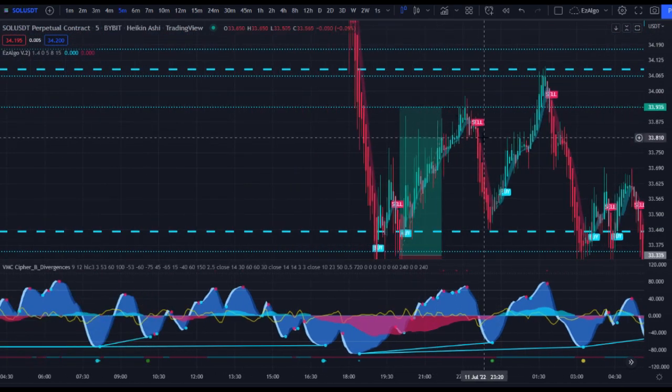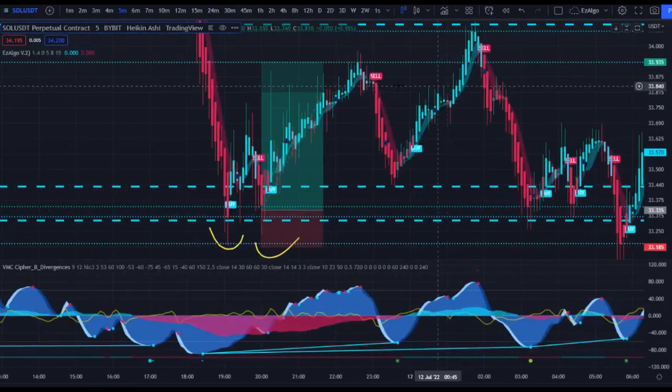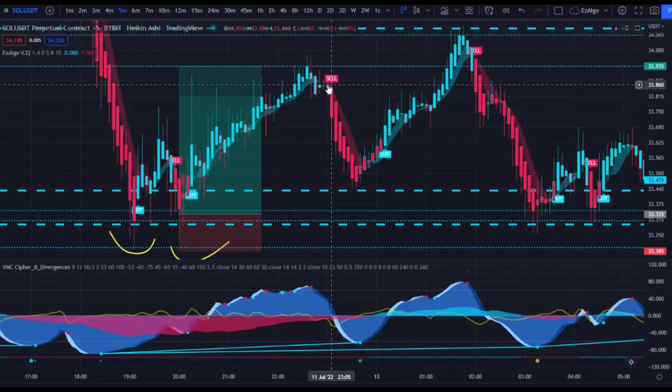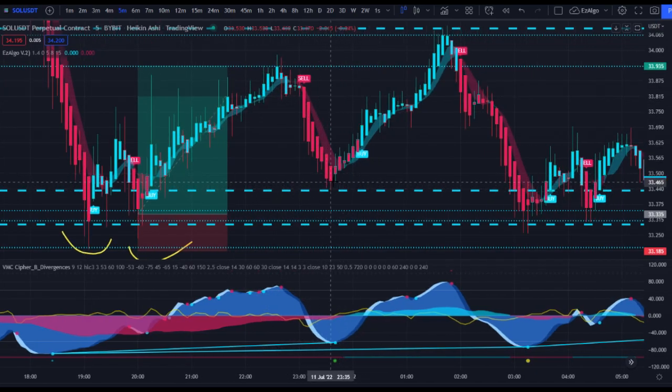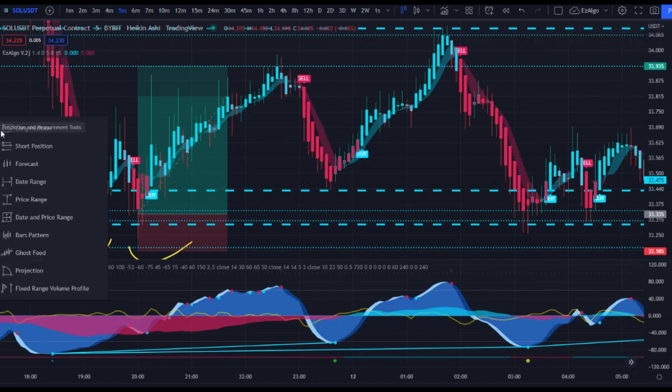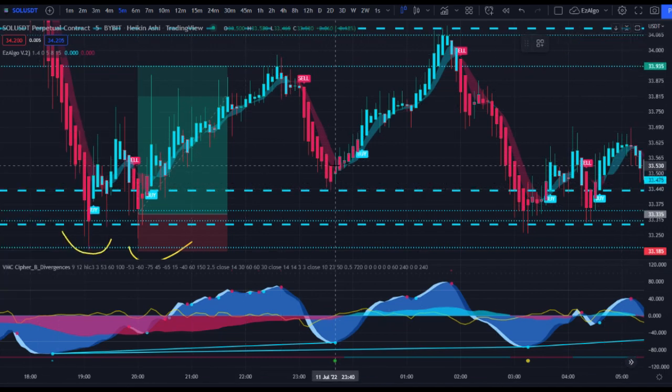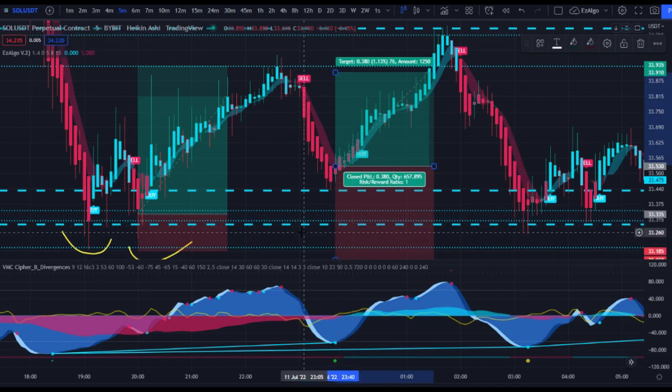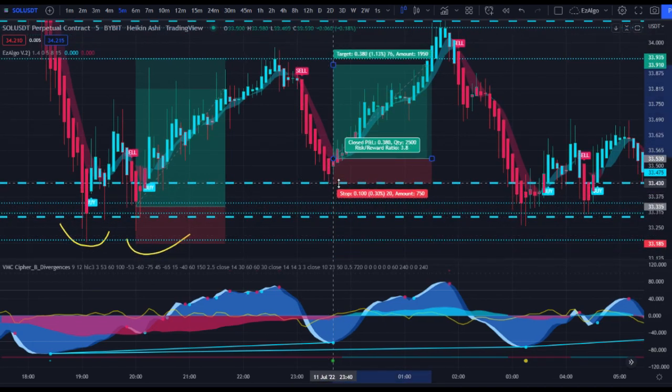I think this was in the middle of a range when we got this right here, and we didn't get a divergence. So honestly, I probably would not have taken that trade. But then we got another retest of this support level right here, and we had this bullish divergence on this candle, right? So if you didn't enter there, you could have entered on this next candle with the bullish divergence, with a pretty tight stop loss on this one.